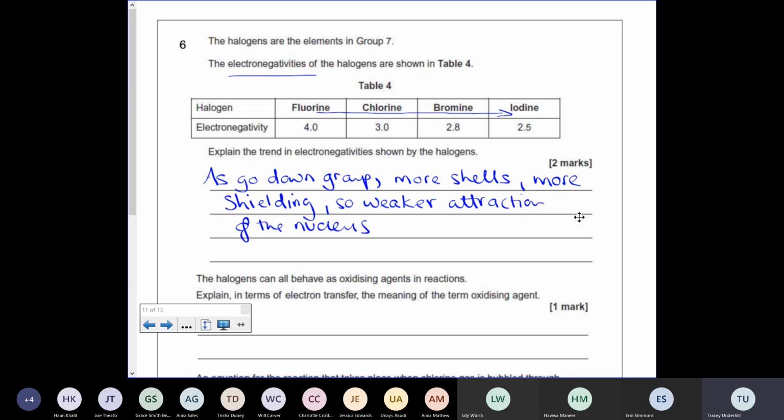And remember when it's talking about electronegativity, it's to that shared pair of electrons in a covalent bond. Unlike when we're talking about ionization energies or anything like that. So with electronegativity, you're talking about the power of an atom to pull those electrons towards itself in a covalent bond. So the weaker the attraction of the nucleus to the shared pair, in a covalent bond.